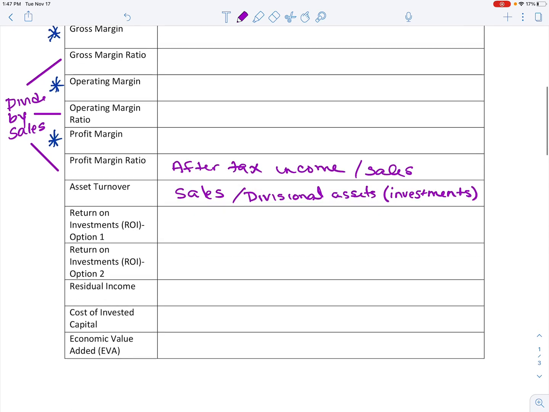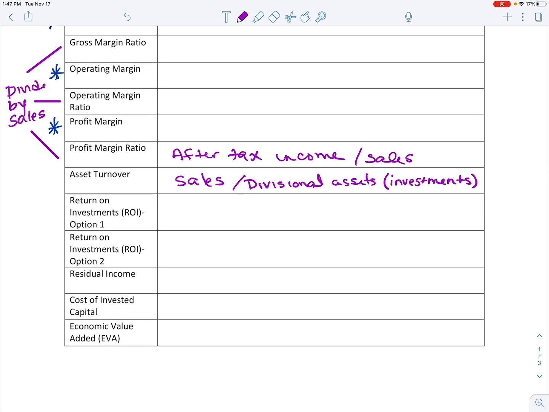And that's why when we are looking at return on investment, there are two options here, because the first one just lays out the equation for you. It's after-tax income divided by divisional assets. Again, this can come in the form of an investment. So, what does that mean?